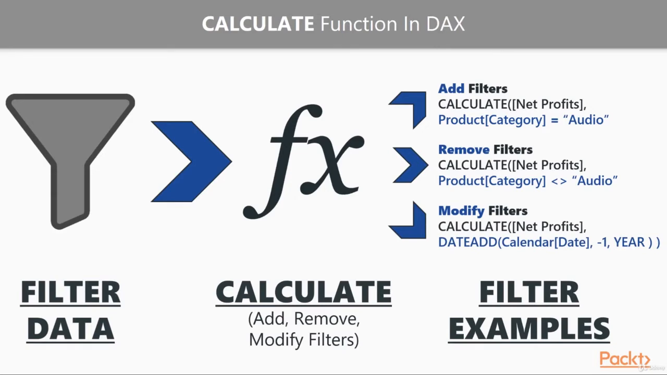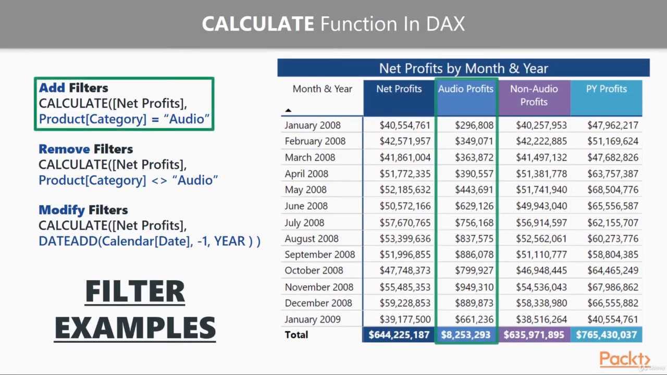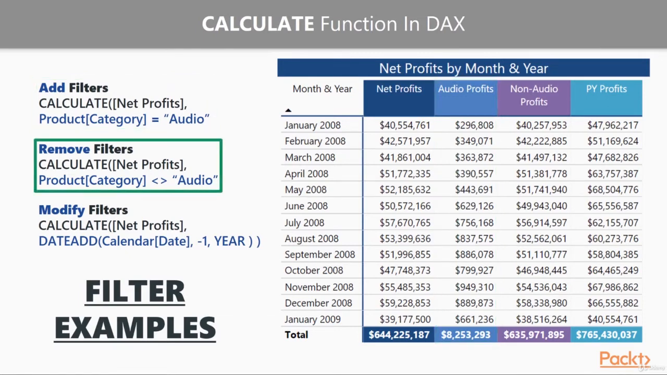Here's a matrix table example from Power BI, with an example for each of the three filter concepts we're discussing. Our add filters example over here is seen applied in this audio profits column, where it's calculating a portion of net profits, but only for audio products. Additionally, the remove filters calculation, where it's specifying that product category does not equal audio, can be seen here, calculating the net profits for everything but the audio category.